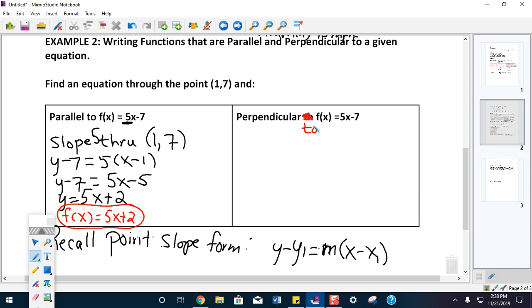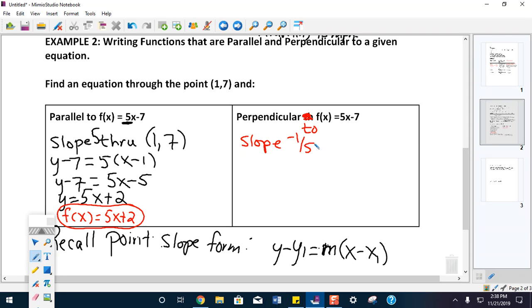Okay, guys, talk to me about the slope. Originally, this line 5x minus 7 has a slope of 5, so if I want to go perpendicular to that, what slope do we have to consider here? Negative 0.2. Okay, the opposite reciprocal of 5 would be negative 1/5, right? And we're still traveling through which point, kids? Through the point 1 comma 7.